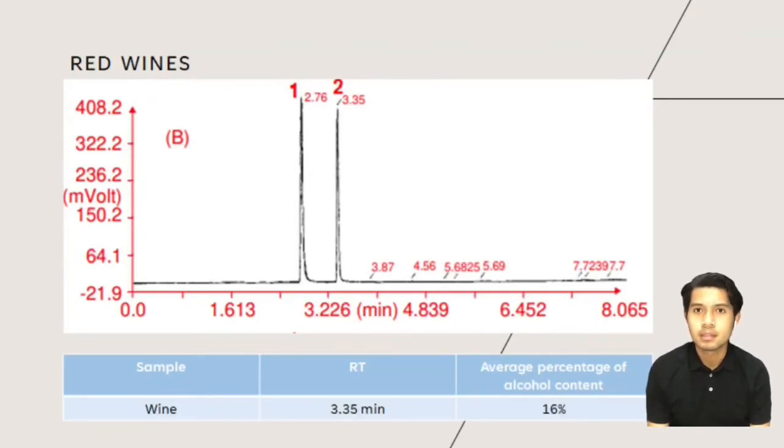The figure shows the chromatogram result of the red wine. The average percentage of alcohol content in this drink is 16.0%, and the retention time of the ethanol peak in this chromatogram is at 3.35 minutes.